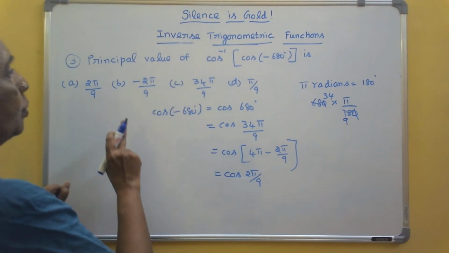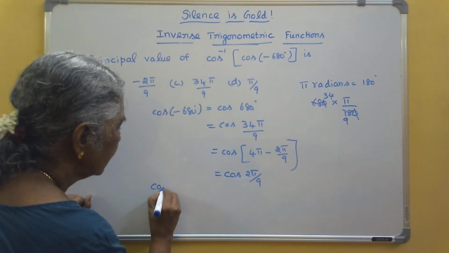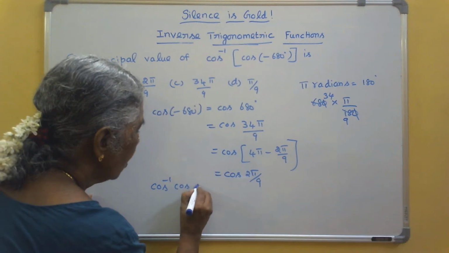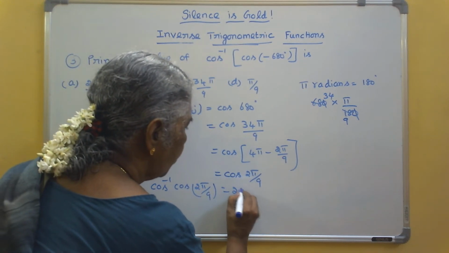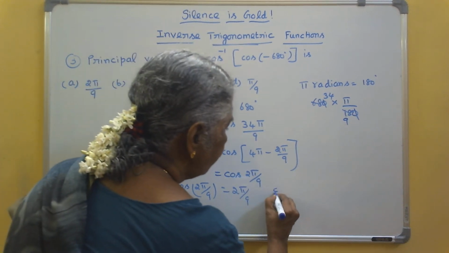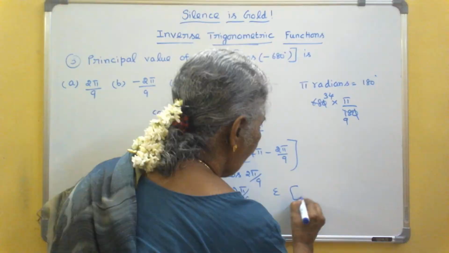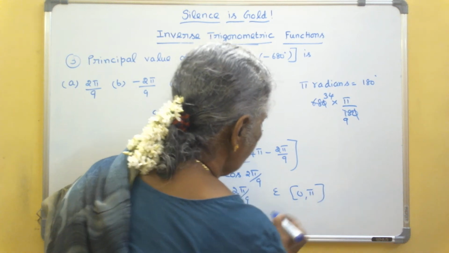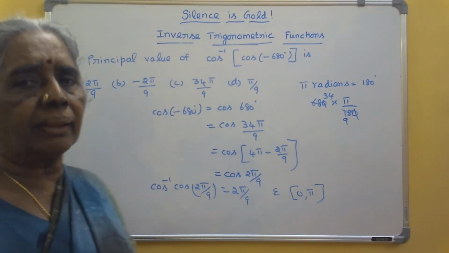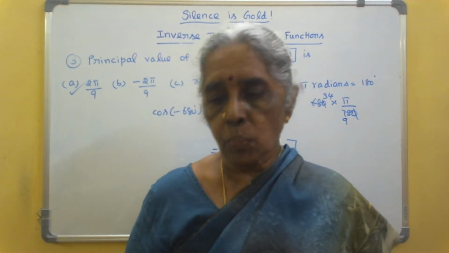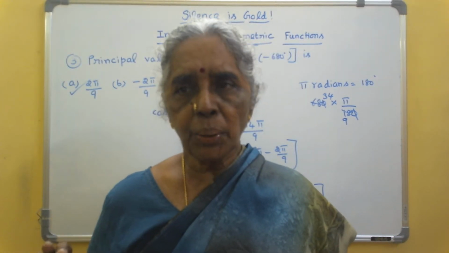Now, let us come to the outer one. I have cos inverse of cos 2 pi by 9, that will be equal to 2 pi by 9 because this belongs to the principal value branch of 0 to pi. So, now the subdivision A is the correct answer for this one. Is it clear to you?